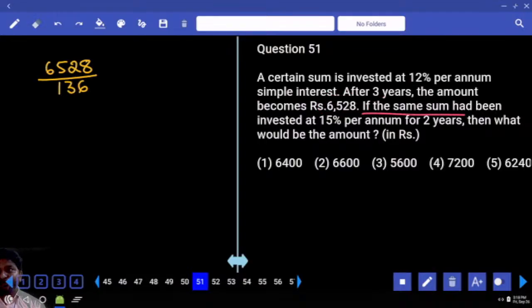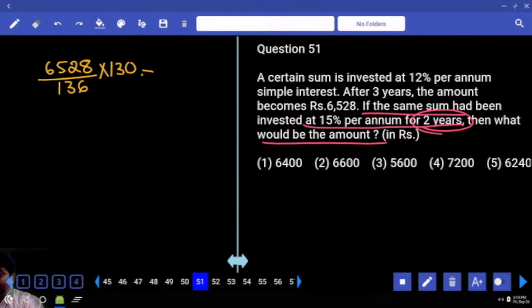If the same sum, principal being the same, had been invested at 15% per annum for 2 years, what would be the amount received? Do you have any information about the type of interest? Then it is by default simple interest. At the rate of 15% per annum, simple interest for 2 years is 30%, then amount received is 130%, so it will be 136 into this much.